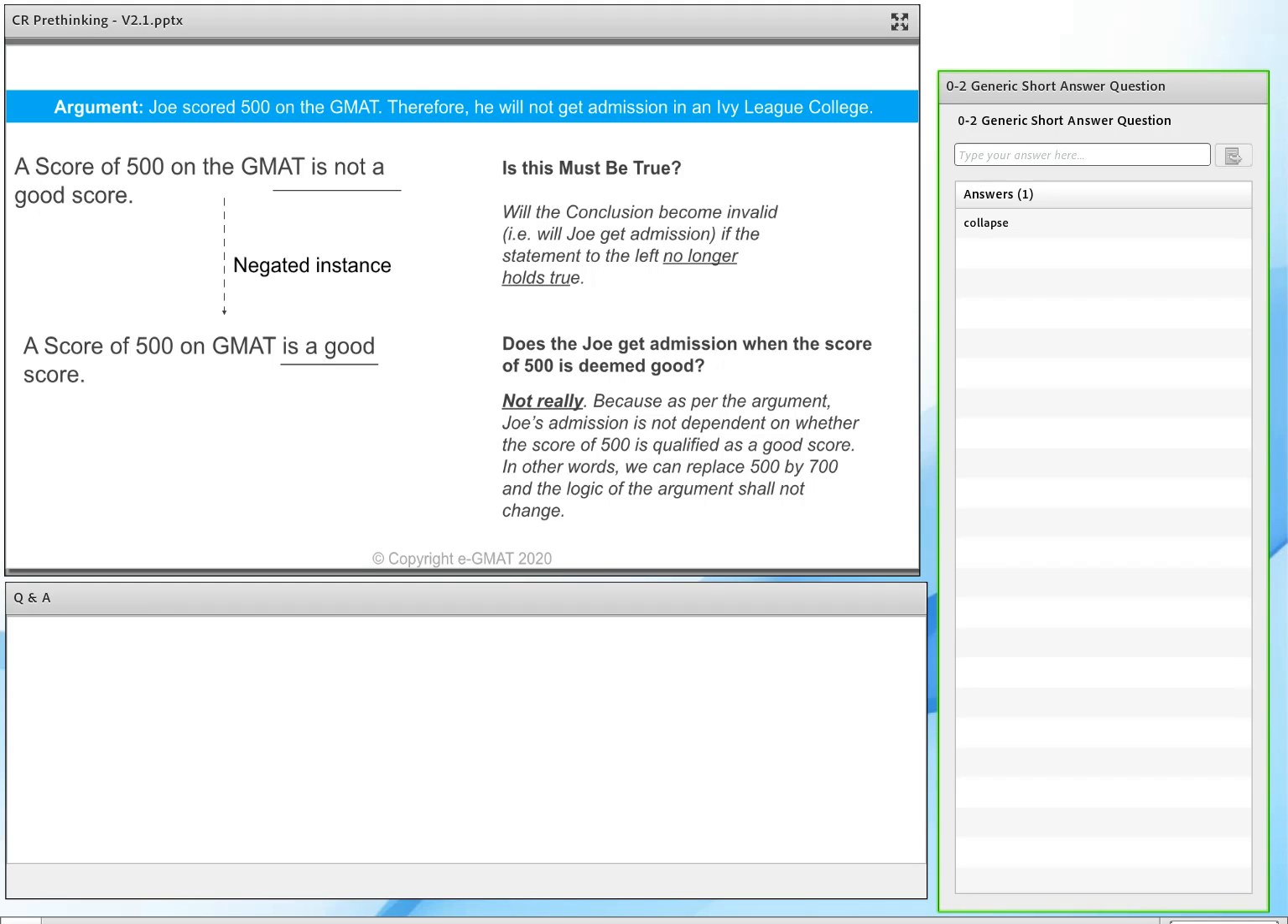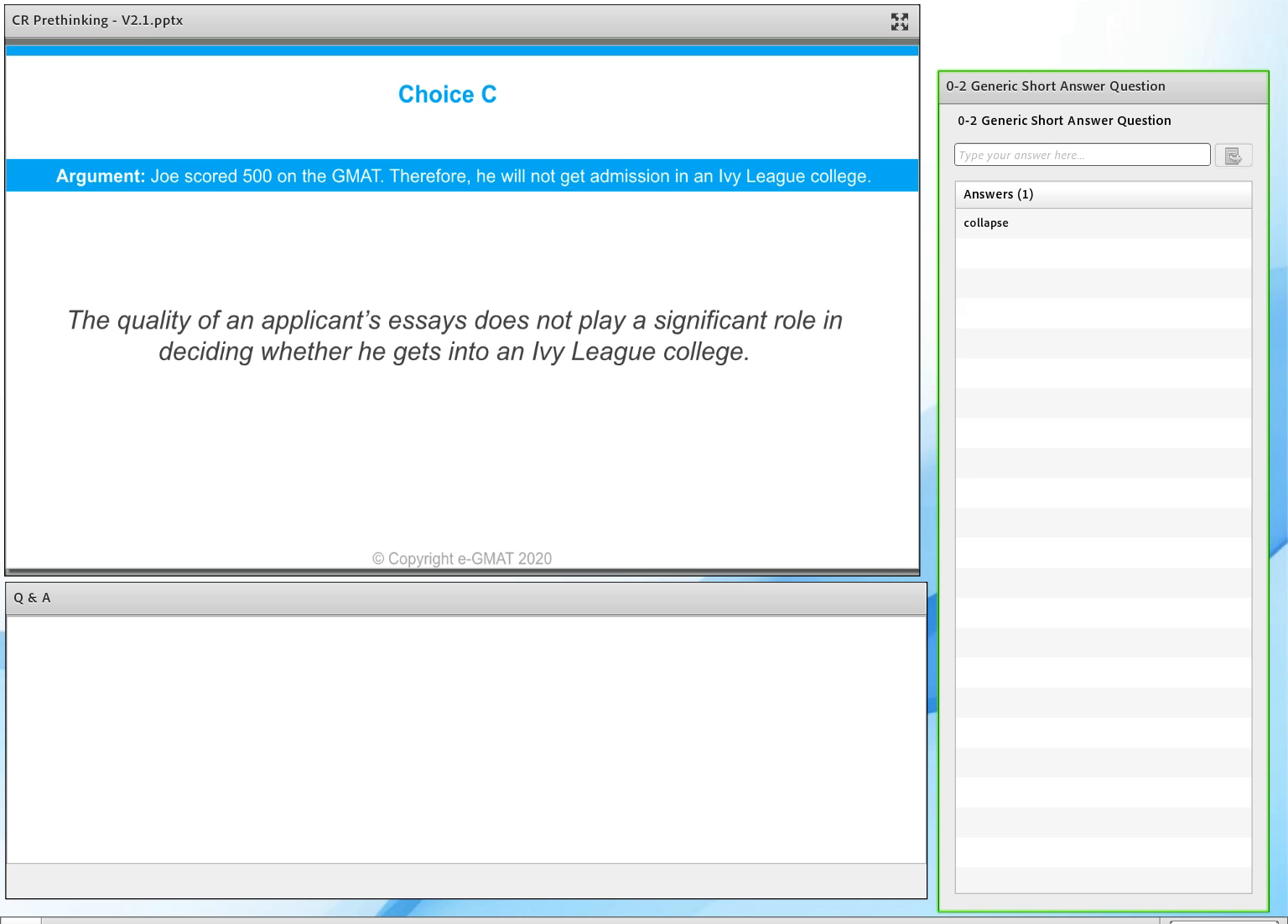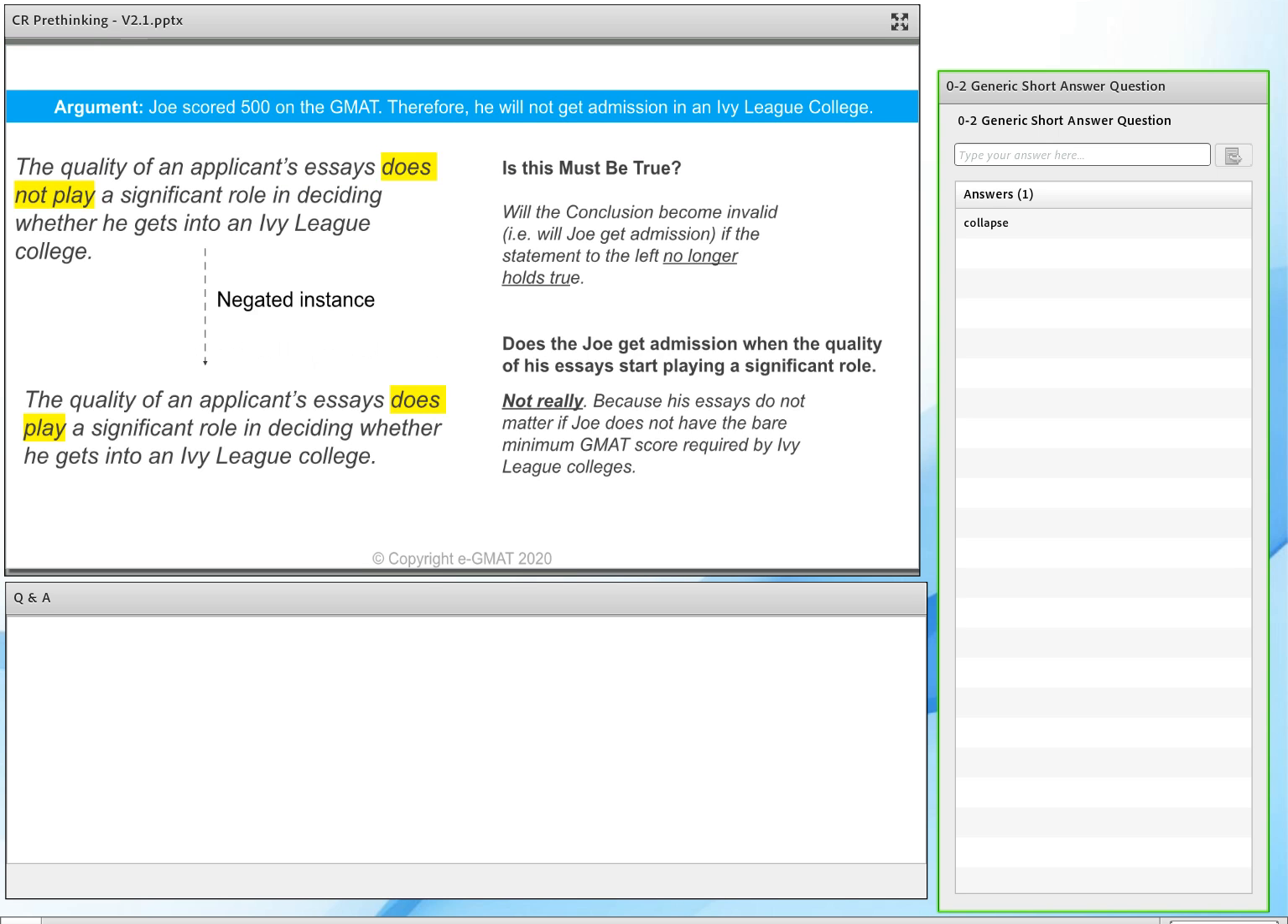Okay, will Joe get admission? Not really. Why? Because when you think about how the author has formed his argument, it's not built on the foundation as to whether you call a score of 500 a good score or a bad score. It's just built on the fact that, hey, here is a number 500. In other words, the author can replace 500 by 600, 650, 700. The logic in the argument will not change. Okay, and that's one of the reasons why you've got to understand the logic in the argument, which was step number 2 that we talked about.